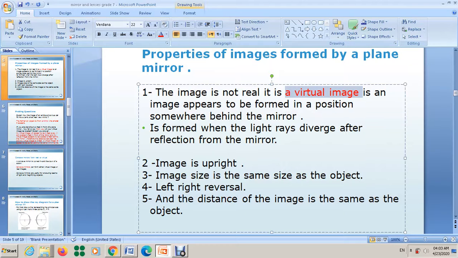If you remember, when you draw the image in the plane mirror, the light rays, when they reflect, they diverge, but you take the extension of these rays, right? Remember these five properties: it is upright, the side is the same, left-right reversal, and the distance of the image from the mirror is the same as the object's distance. Okay, so also study page 107; it is enough to study these properties in this slide.